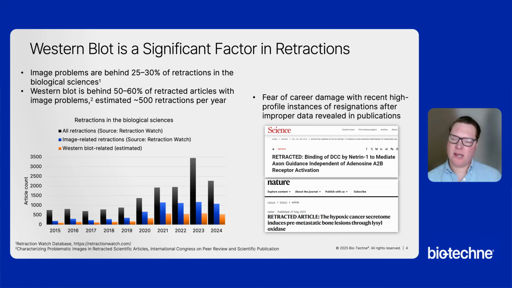An eye-opening fact is that 25% of retracted articles in the biological sciences have image problems, and that Western blot accounts for approximately half of publications with image problems. According to Retraction Watch, the biological sciences sees over 1,000 image-related retractions every year, and because Western blot is the culprit of around 50 to 60% of retracted articles with image problems, it is not unreasonable to estimate that around 500 retractions occur every year because of problematic Western blot data. Furthermore, these retractions can cause career damage, with recent high-profile instances of resignations after improper data were revealed in publications.